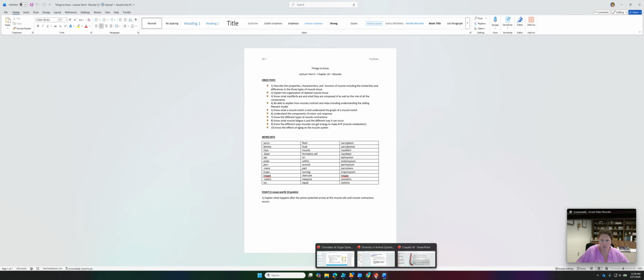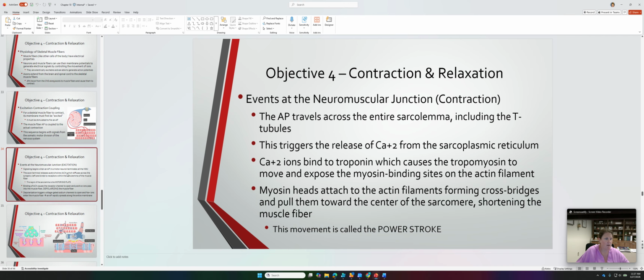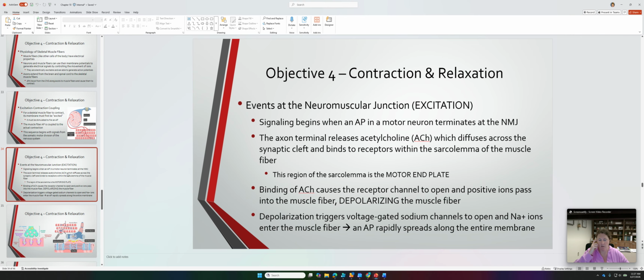So I wanted to show you in the PowerPoint exactly where you can find the information that you need for this particular essay. So we are in Muscles Part 1. This is the first PowerPoint, and starting on slide 34, this is where we get into the specific events that occur in a muscle contraction. Now, essentially what we're starting with is the neuromuscular junction, and that's just a fancy name for the synapse.